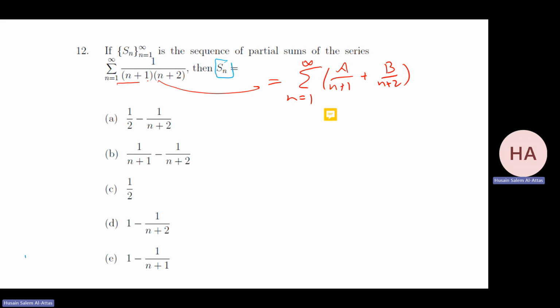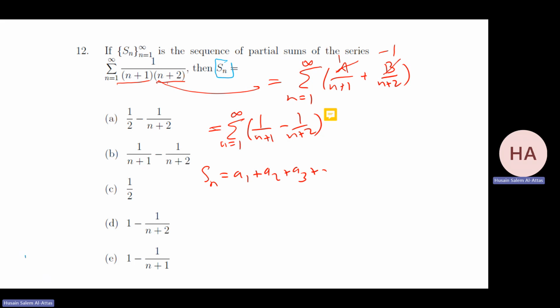What will be A? Cover this and put minus 1. You get 1. So that will be 1. If I cover this and put minus 2, that gives me minus 1. So actually this is summation n equal 1 to infinity of 1 over n plus 1 minus 1 over n plus 2. Okay, so it will be my Sn. It will be A1 plus A2 plus A3 up to An.